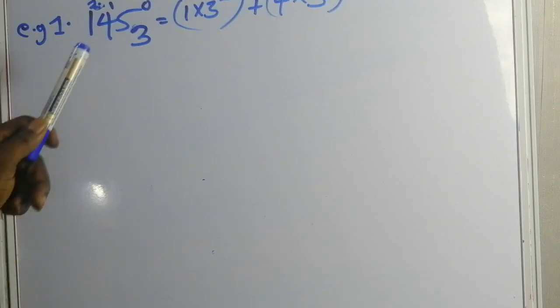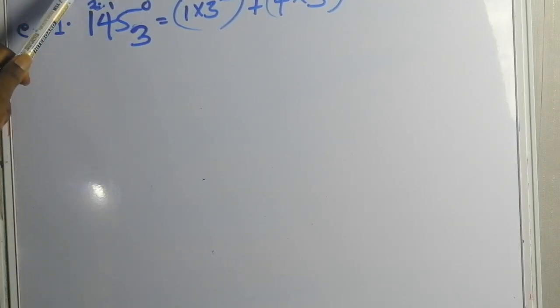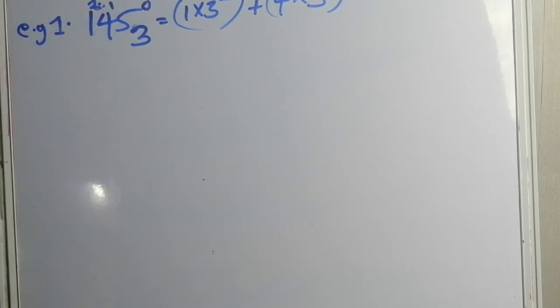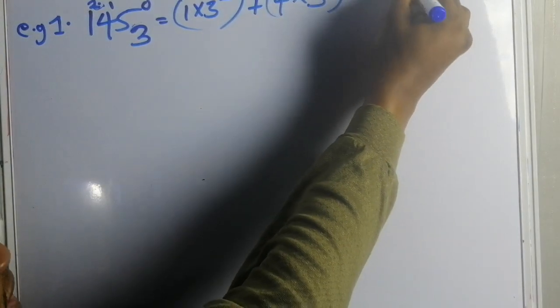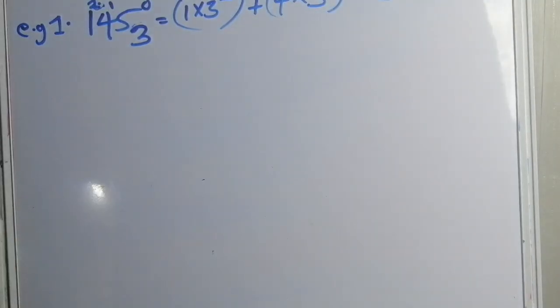Okay, so 4 times 3 raised to power 1. 1 times 3 raised to power 2. 4 times 3 raised to power 1. Then the last one will now be what? That's 5 times 3 raised to power what? 0. It's as simple as that.